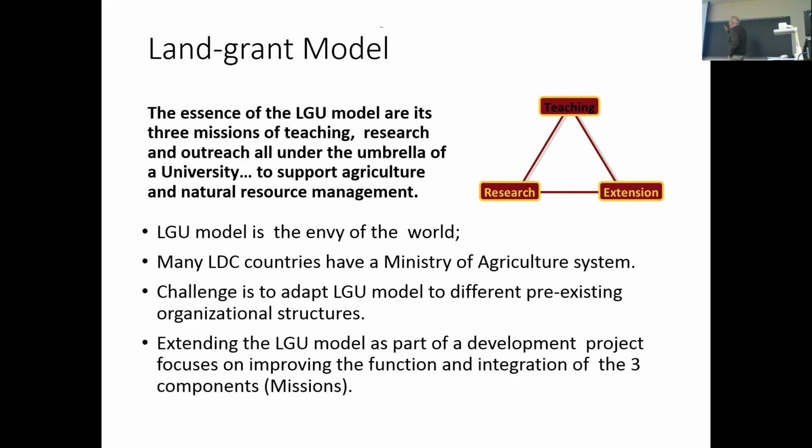But what we have in those countries is this Ministry of Agriculture system. So we can't go in there and say, hey, what you need to do is reorganize it and build all teaching, research, and outreach into the university. That's impossible to do. So what we really do is focus on improving the functioning of those three component parts and also the integration of those three component parts when we get involved in our development projects. That's what I mean when I talk about using the land-grant university system to frame our development efforts.